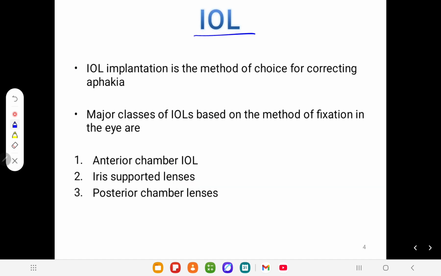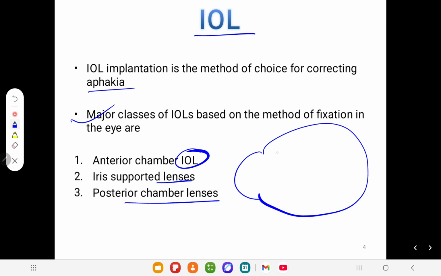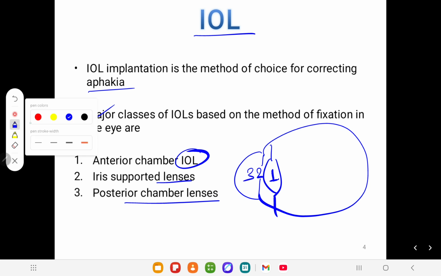IOL, intraocular lens implantation, is the method of choice for correcting aphakia, obviously. The major classes of IOL based on the method of fixation are a very important thing: anterior chamber IOL, iris fixation IOL, and posterior chamber IOL. One thing I want you to understand from the previous class of optics: if this is our eye, let's take an example, place number one is the posterior chamber, place number two is iris fixation, place number three is the anterior chamber intraocular lens. Just understand this concept.